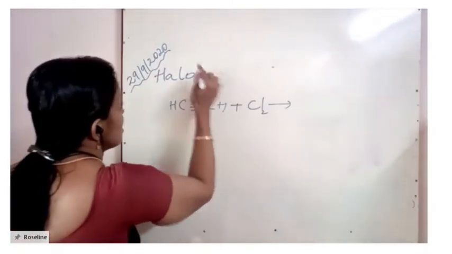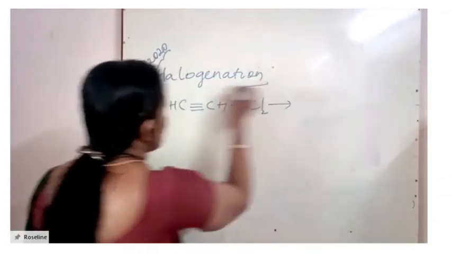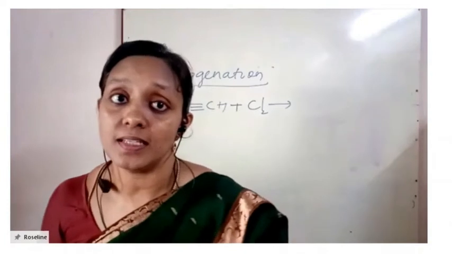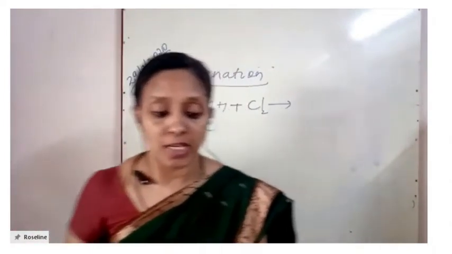Halogenation. You call it halogenation. Addition of halogen is called halogenation. So let us see the reaction. Please do underline the sentence because there is a very important point mentioned there.